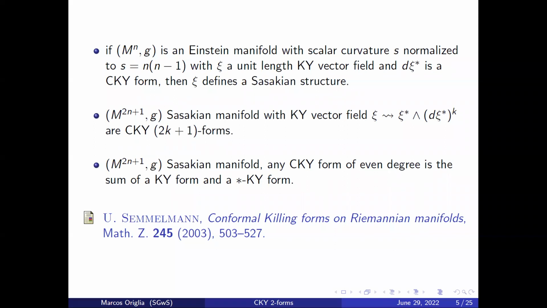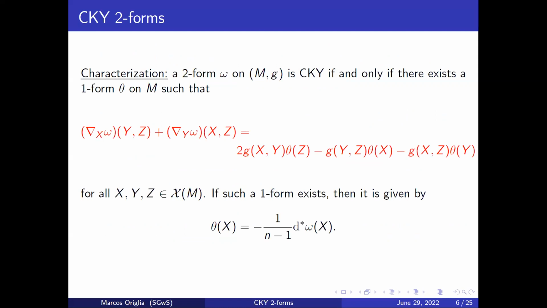And one extra property of our main example is that any conformal Killing form of even degree is a sum of a Killing form and a star Killing form. So in the main example, you see conformal Killing forms are just very special. They are either Killing, star Killing, or a combination of both. We will see at the end that in our example, we have conformal Killing forms which are not of this type. Well, nice. This was general stuff about conformal Killing. We will focus on two forms, conformal Killing two forms.